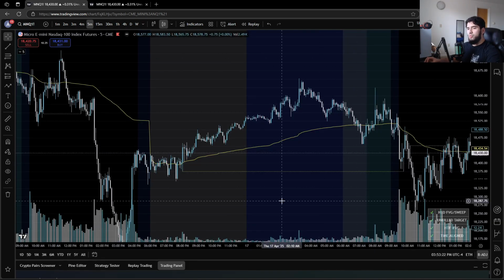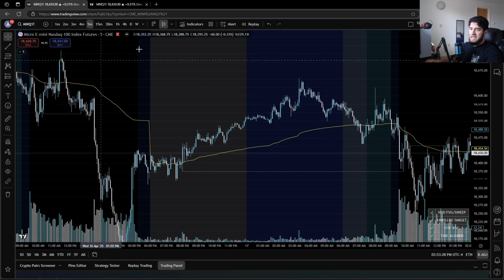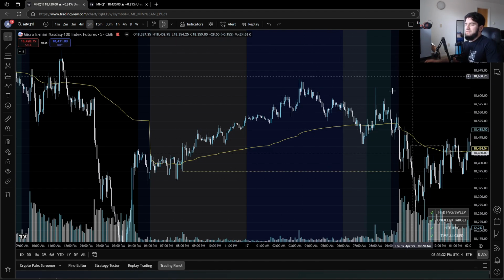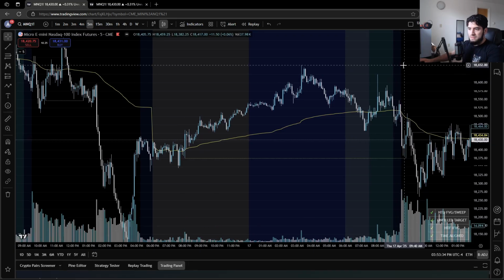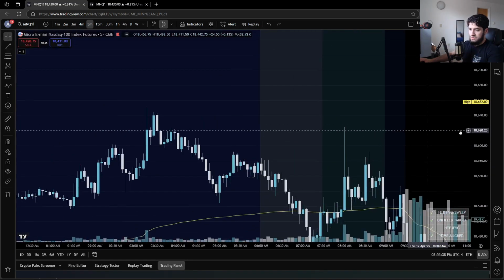So the way you could see them is by adding an indicator. I have this equal highs and equal lows indicator. Literally just type in equal highs and equal lows, any indicator will do, and it will draw out these equal highs and equal lows for you. So we could see that these equal highs and equal lows are forming a lot of times everywhere.